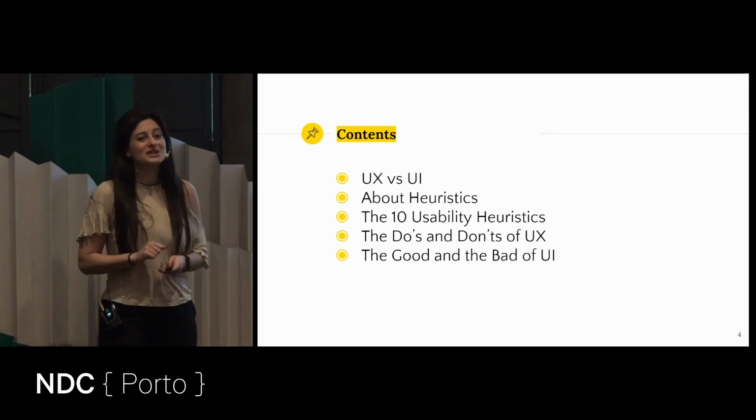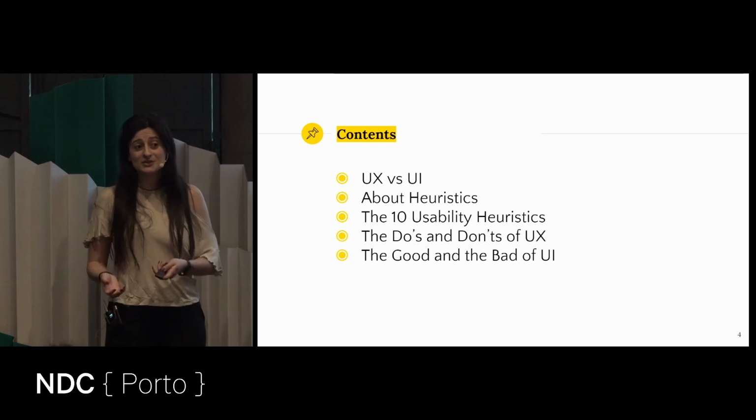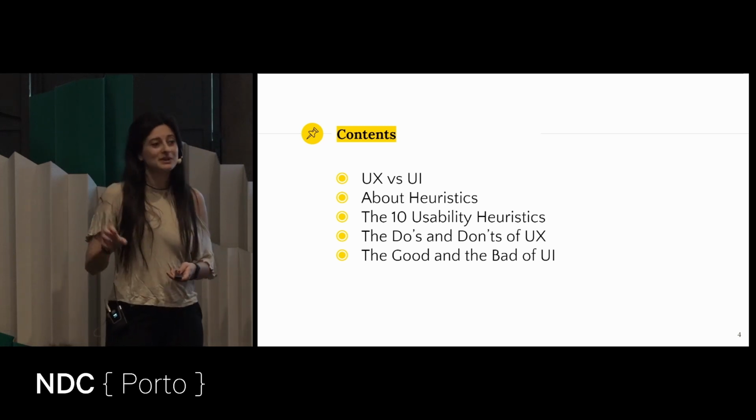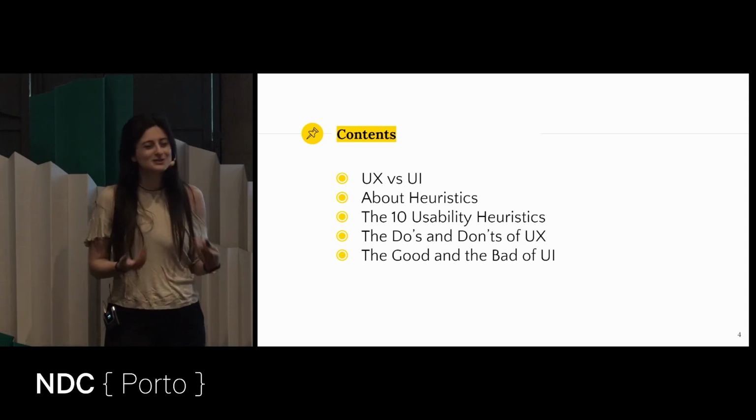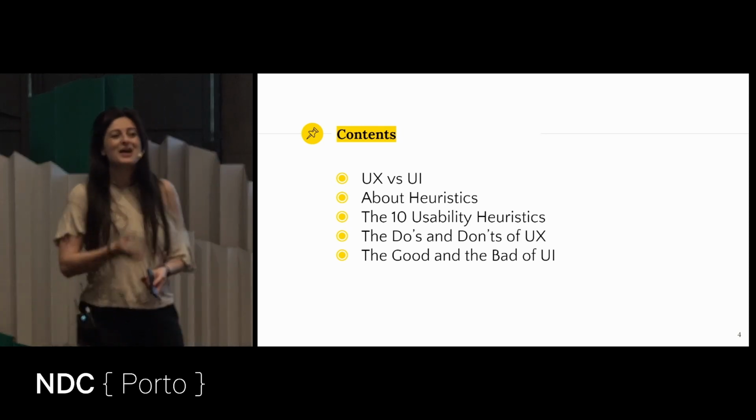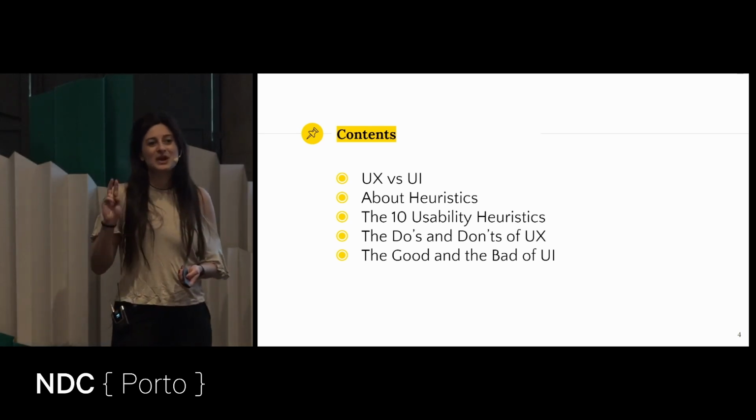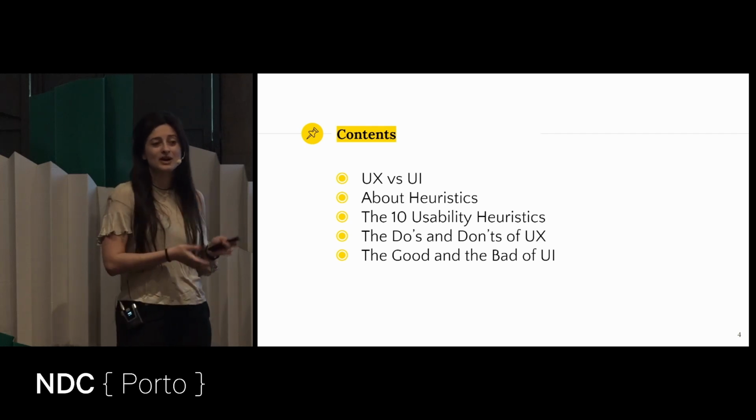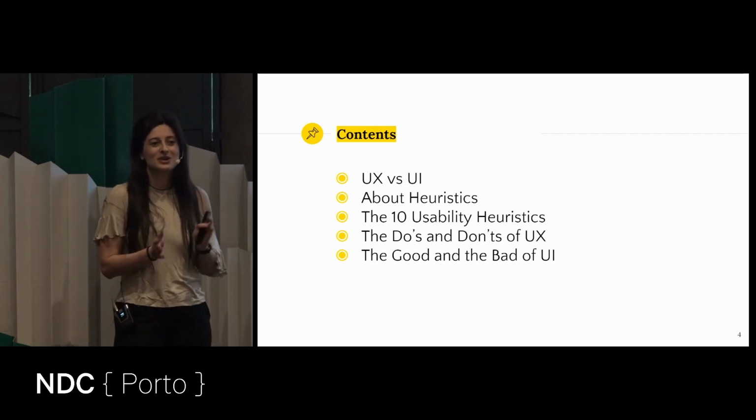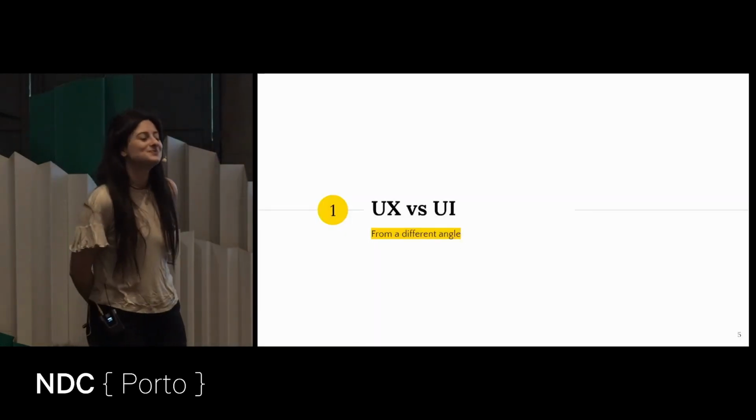And then we will continue with heuristics. What are they? Again, why are they important and how can we use them? We will see the 10 usability heuristics. These are like 10 rules. These 10 rules obviously don't come from me, but we will see the details. And last but not least, we have two quick sections. One is about UX, some tips, and the other one is about UI, the good and the bad of a UI designer. Okay, let's start.